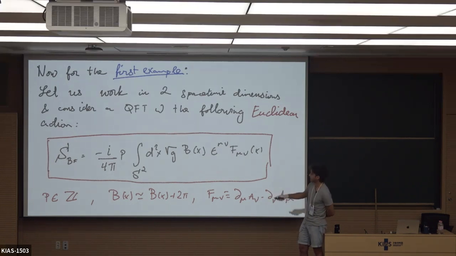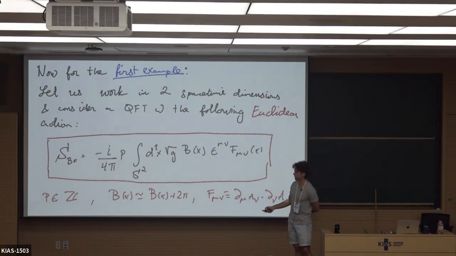So if I have B, it's identified. There's an equivalence class of B with B plus 2 pi. So B is a field whose zero mode is compact. The theory also has a coupling constant, and this coupling constant I'm going to call p, and p has to be an integer, as we'll soon see. So this is the action, this is the Euclidean action. I exponentiate the Euclidean action to get the path integral.